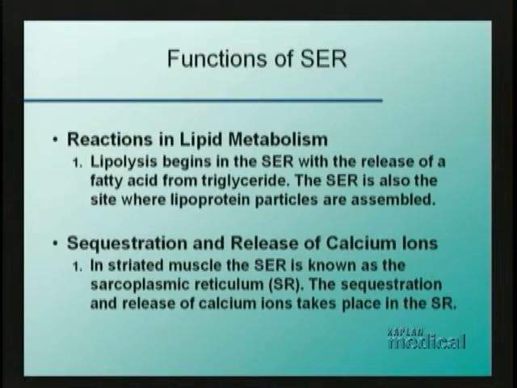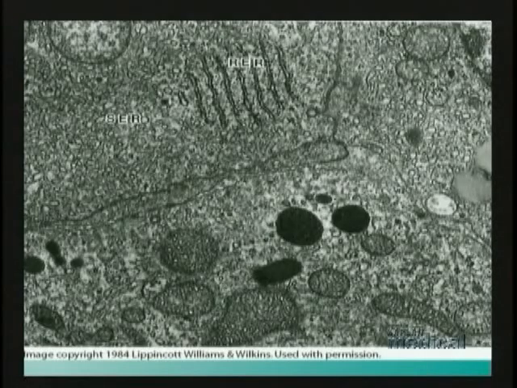And finally, we know that smooth endoplasmic reticulum is a specialized component of striated muscle cells that's involved in the storage and release of calcium ions. Finally, if we look at an electron micrograph that's on the next page, we can see the distinct difference in this view of rough versus smooth endoplasmic reticulum.